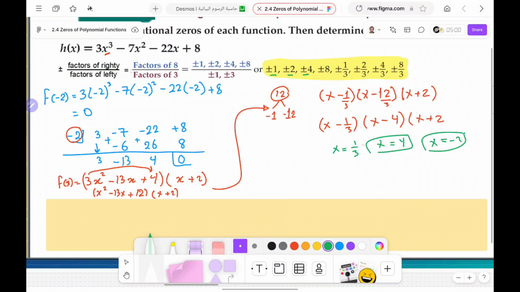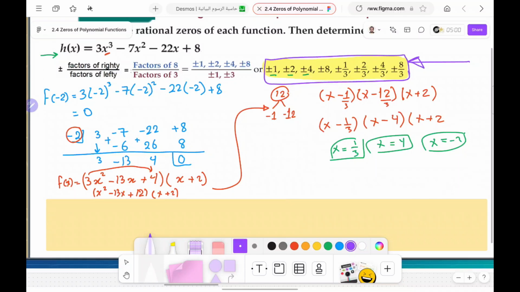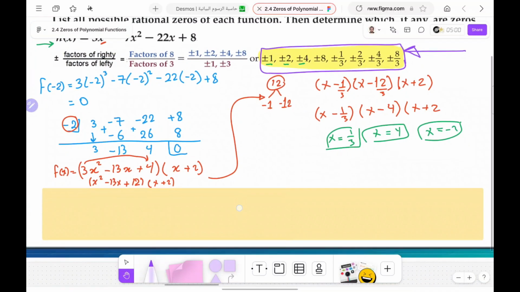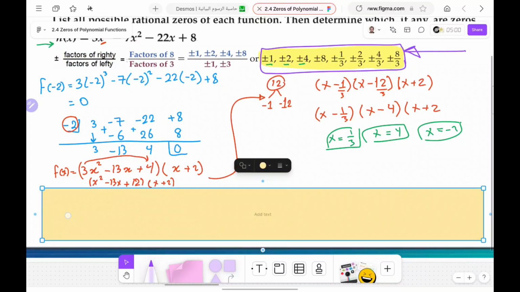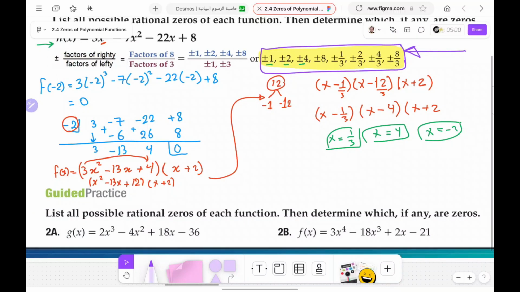So this is the way I can find the factors of the cubic function. Okay, so this is the only new thing in this lesson. The lesson 2.4 is to find the zeros using the factors, right, over left. Okay, and all the other steps are the same as lesson 2.3. Okay, now try to do these two questions by yourself, and if you need help, please let me know.